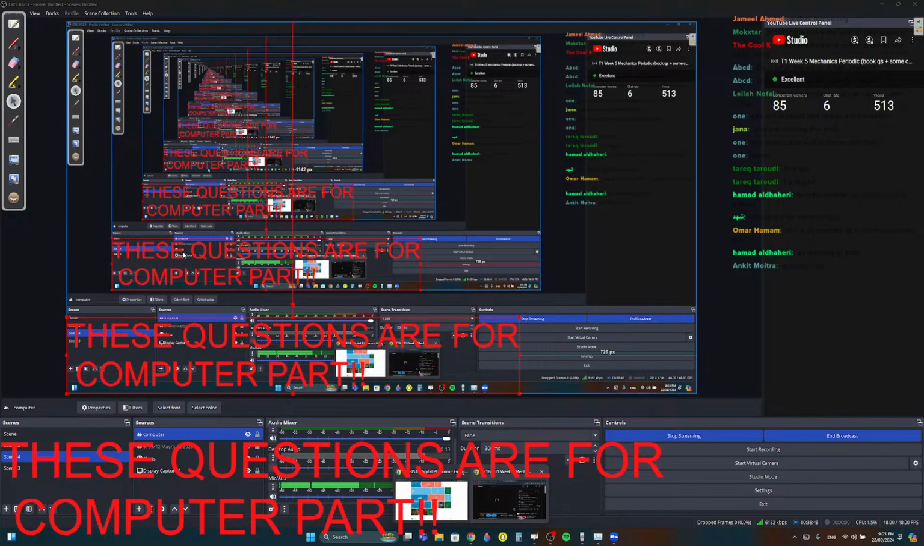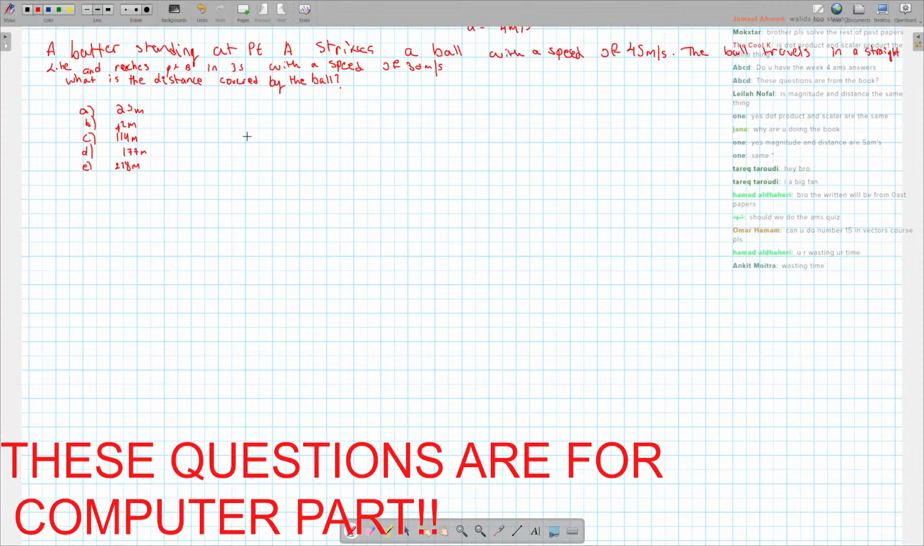Okay, where am I? Open board, yeah? Okay. Here. We strike the ball with a speed of 45 meters per second. So the ball started moving at 45 meters per second. The ball travels in a straight line and reaches point B in 3 seconds. So time equals 3 seconds with a speed of 30 meters per second. So V final, or V, is equal to 30 meters per second.